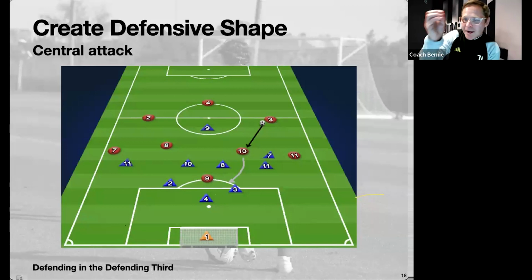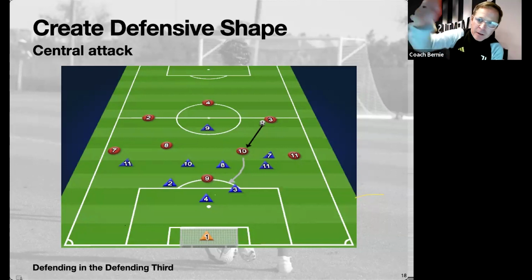So recognizing where those runs are coming from is really critical, particularly for our midfield players. You might have to mark those runs from the midfield into the defensive line. Okay, so let's take a look.